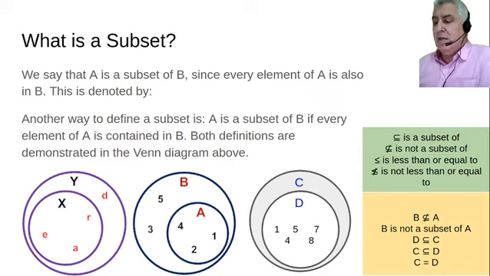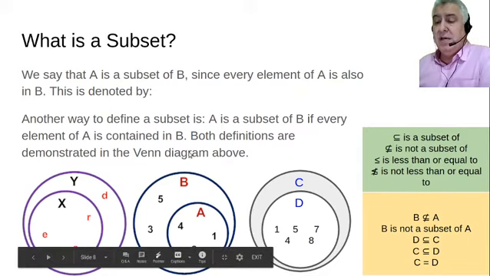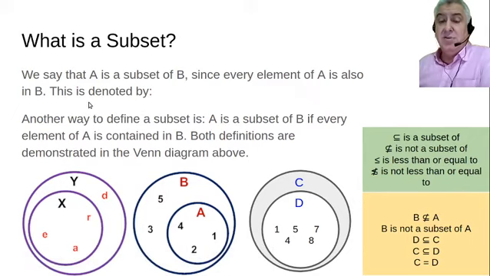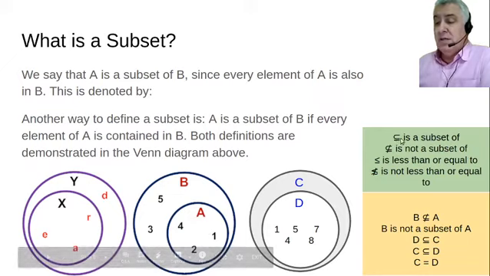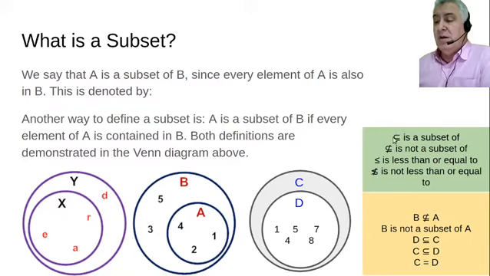So we say that one set is a subset of another set when every element is also in that other one. So A is a subset of B because every element that is in A is also in B. So it's contained in B. A is contained in B, and we're going to use this notation over here, which we'll read as is a subset of, and then we can hash through it and say is not a subset of.